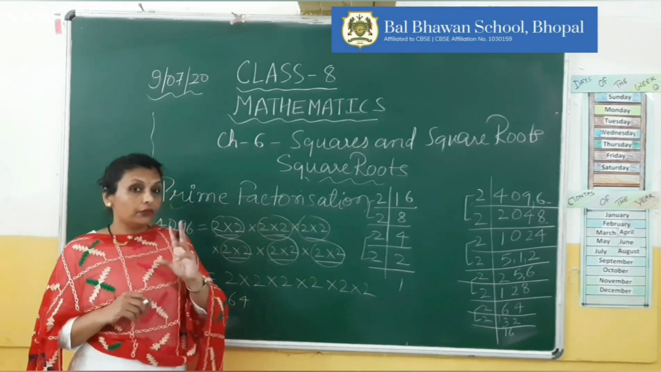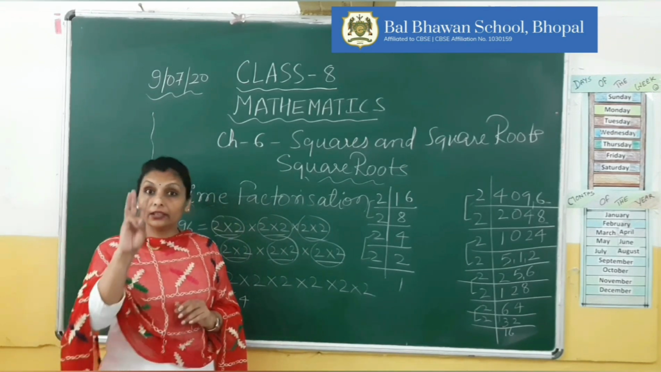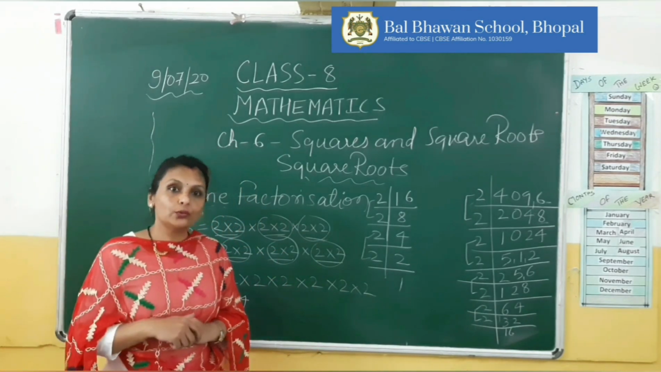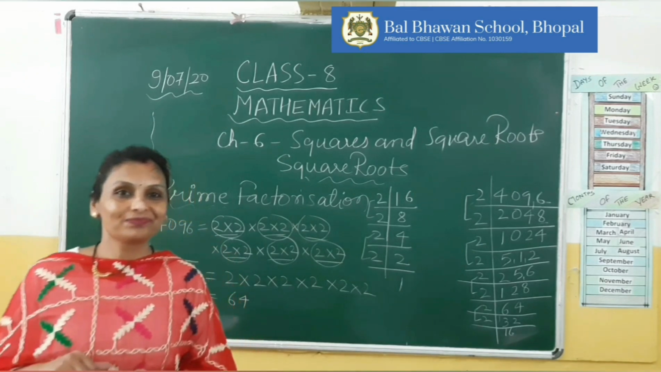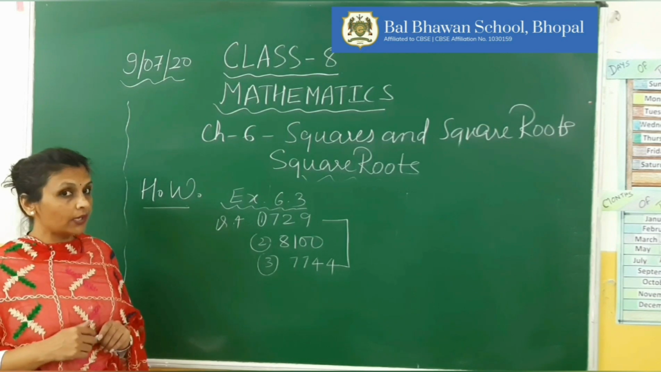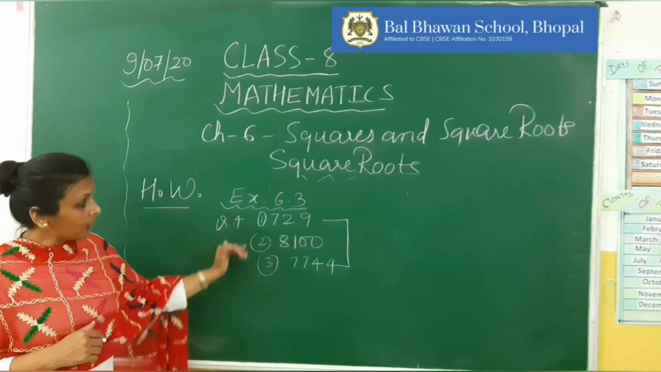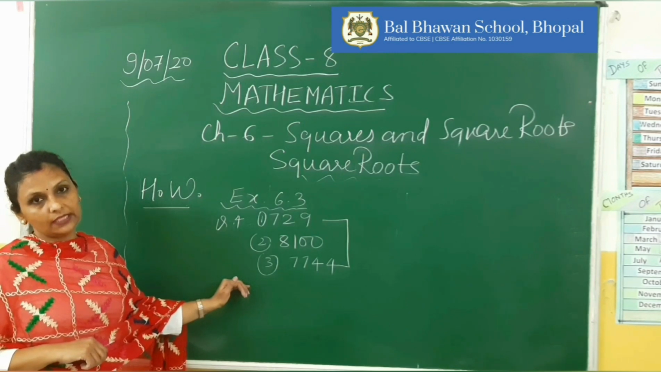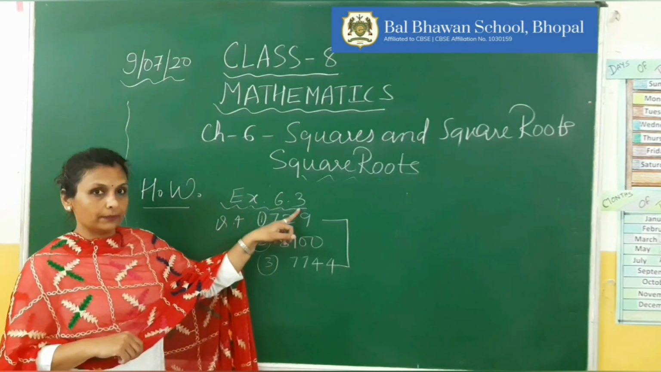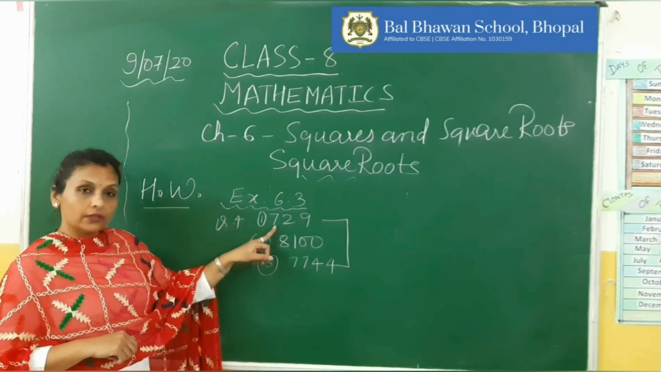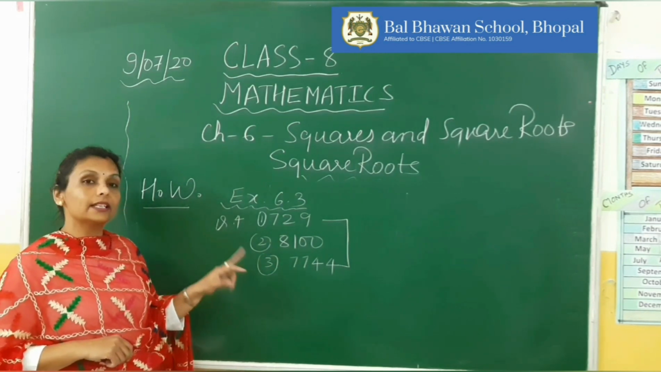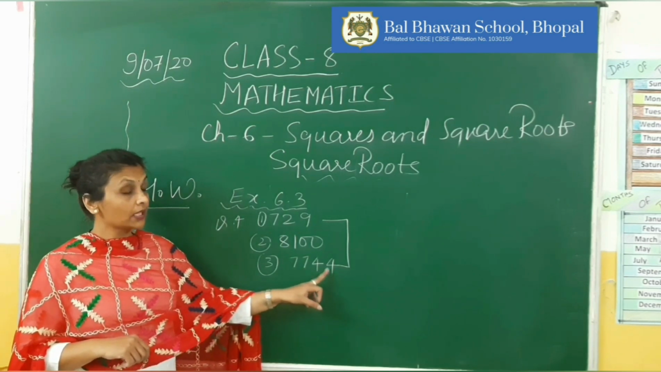Thank you. And children, listen here. I explained the prime factorization method through 4 numbers, right? But now I am giving you a few more numbers which you have to do at home. Okay? So just note it down. Now I am giving you 3 numbers. You have to find out the square root of these 3 numbers. These questions are from exercise 6.3, right? Question number 4. First number is 729. Second number is 8100. And third number is 7744. This is your homework.